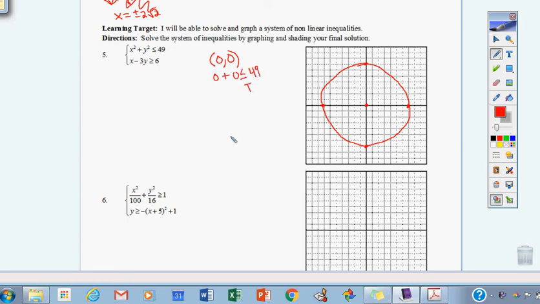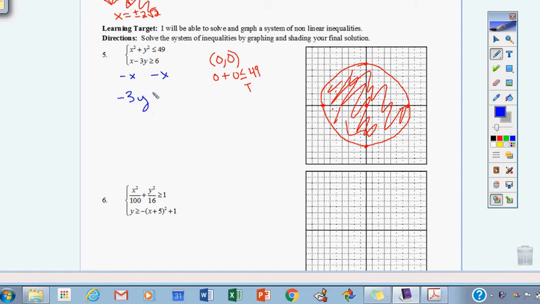This is a true statement. So since this was true, that means I have to shade the inside of that circle. Okay, so the whole inside because the origin tested true. If the origin was false, I would shade outside the circle. You only have to test one point. It's very straightforward and simple to do. All right, then this is a line, so I'm going to subtract x from both sides and get this set up in slope-intercept form.